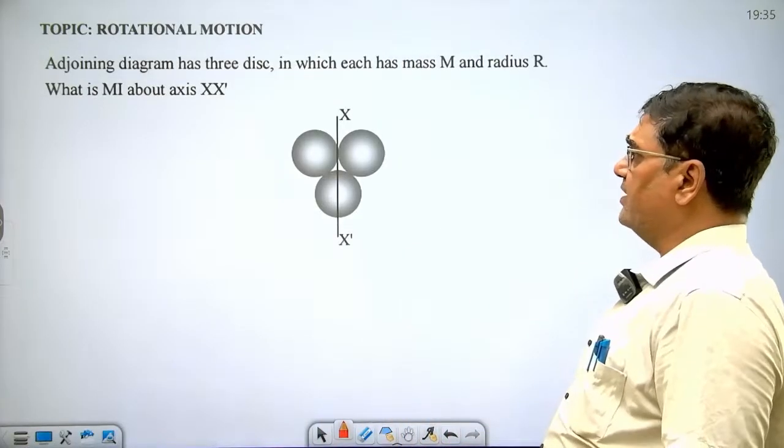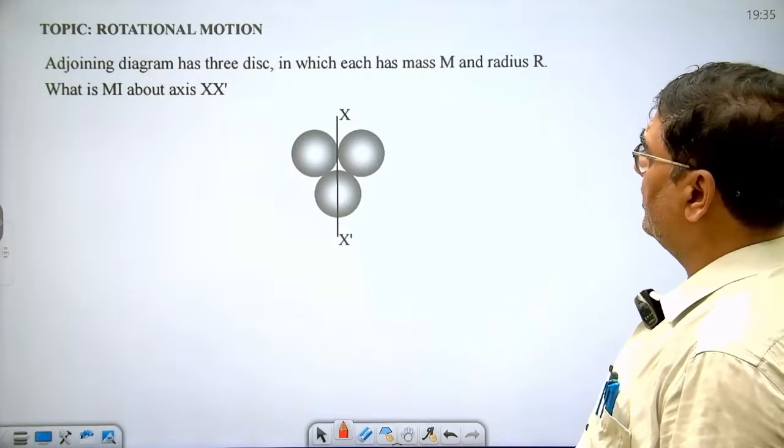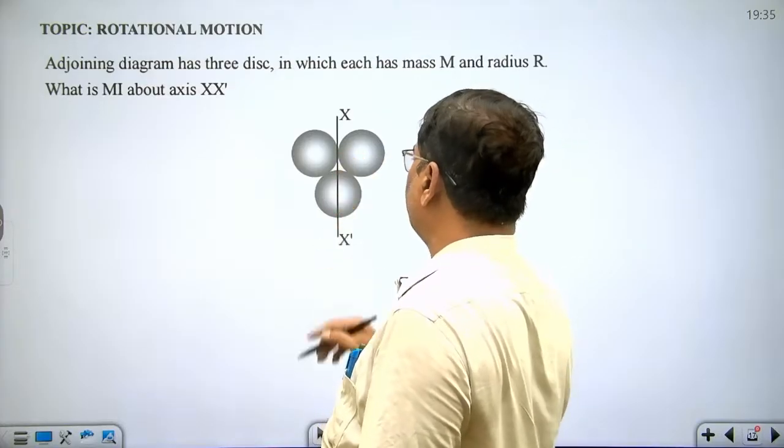Now look at this question. The adjoining diagram has 3 discs in which each has mass m and radius r. What is the moment of inertia about axis PQ? See, this is a tangential axis. This is also a tangent. This is the center mass axis.